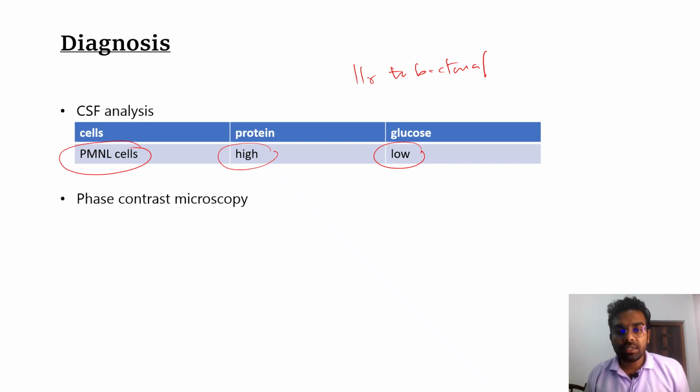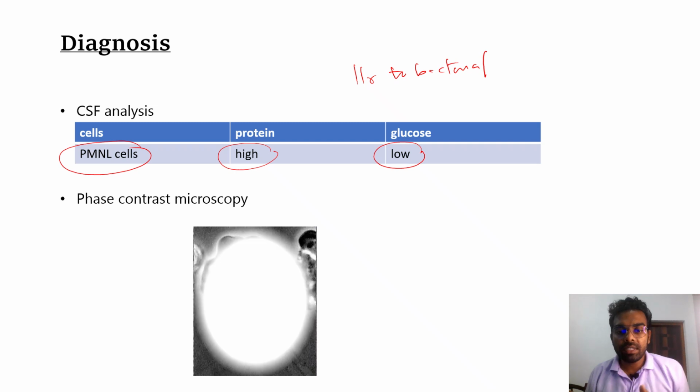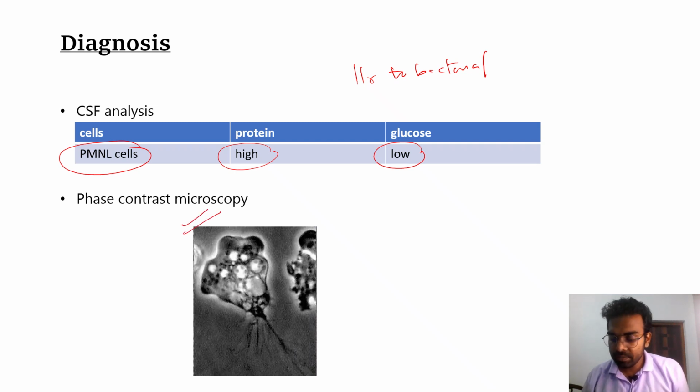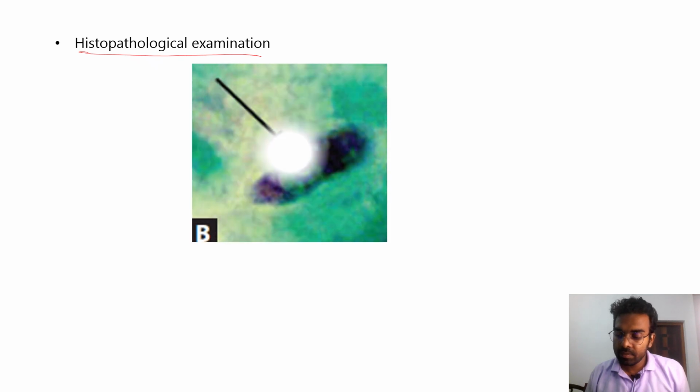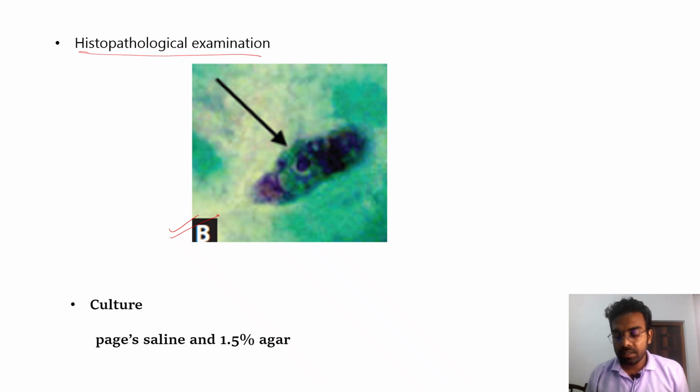Another method is phase contrast microscopy, where we will see the organism in this stage, that is the flagellate form. Thirdly, by histopathological examination, the organism will be seen like this. And the culture which I found in the third year MBBS textbook was page's saline and 1.5% agar culture.